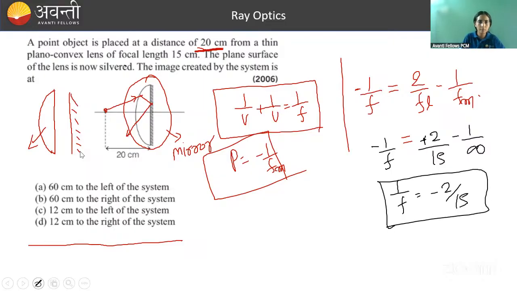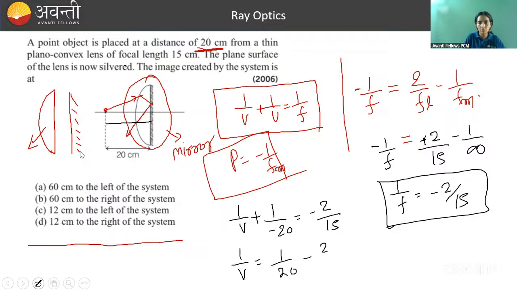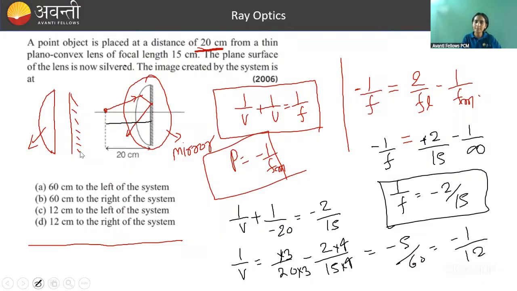Now let's write it here. 1 by v plus 1 by u, how much will you write? Point object is placed at a distance of 20 centimeter. So if you use it with sign convention, object distance will become negative. 1 by v plus 1 by -20 is equal to -2/15. So if you do 1 by v, this is 1 by 20 minus 2/15. Let's make the denominator same. That is the favorite thing I do. So I will do it like this. This is -5/60. So that is -1/12. So minus sign indicates that obviously system is acting as a mirror. Image will get formed on the side of object itself.